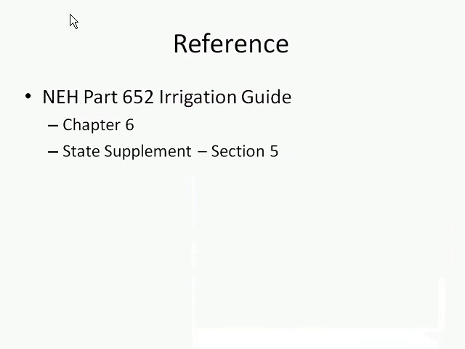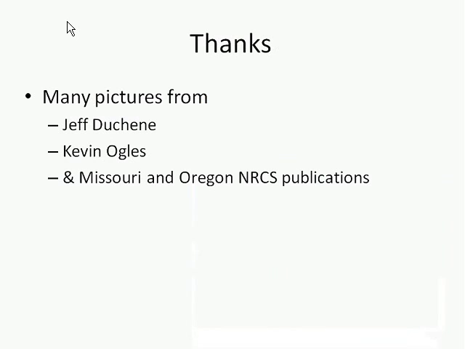I'm going to point you towards a reference: Chapter 6 of the irrigation guide. It helps with pipe hydraulics. Many state supplements are out there that will have added information for pipe hydraulics. I want to mention thanks real quick to Jeff Duchesne and Kevin Ogles. They provided some great pictures for me, and the Missouri and Oregon NRCS publications that are included in your handouts. I got some of my pictures from those as well.